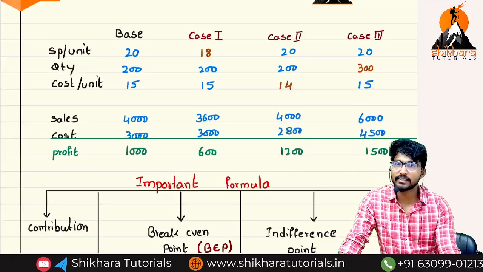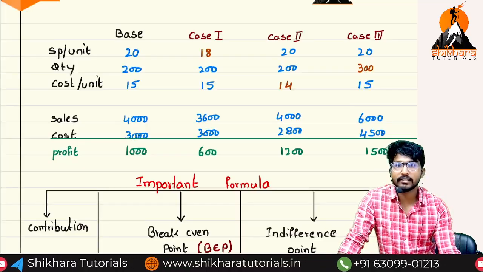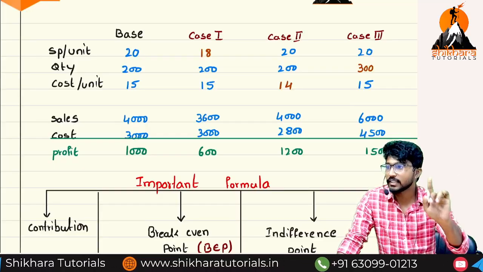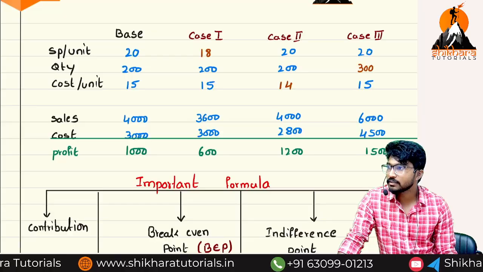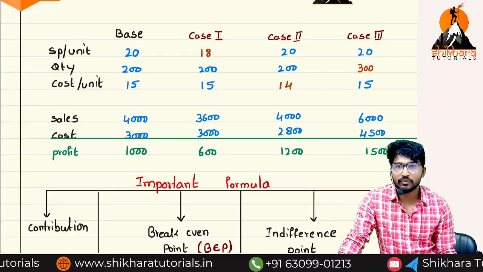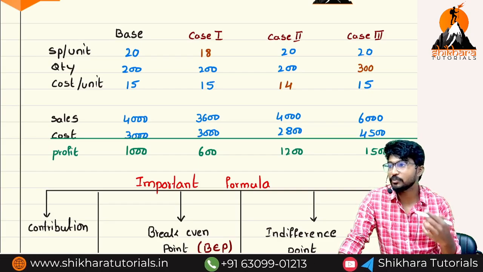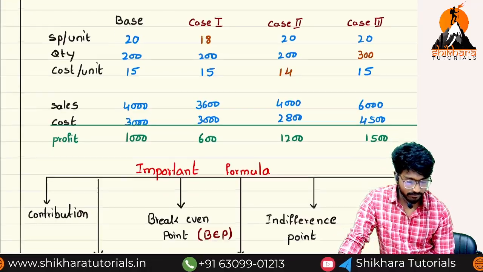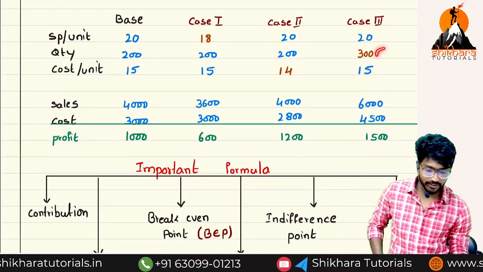If selling price increases, profit will also increase. If selling price decreases, profit will also decrease. There is a direct relationship between selling price and profit. If cost increases, profit will decrease. If cost decreases, profit will increase. There is an inverse relationship between cost and profit. Coming to case 3, quantity.